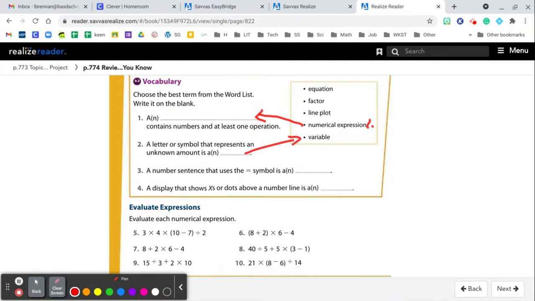There we go, right there. So that would be number two. A number sentence that uses the equal symbol is an equation. There we go, right up there. That would be number three. And a display that shows X's or dots above a number line is called a line plot. That would be number four. There we go.